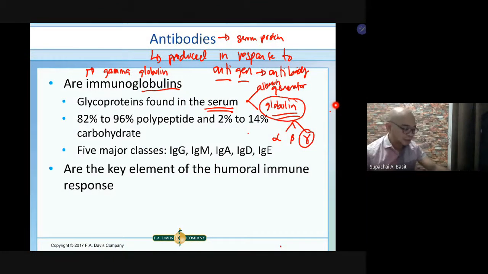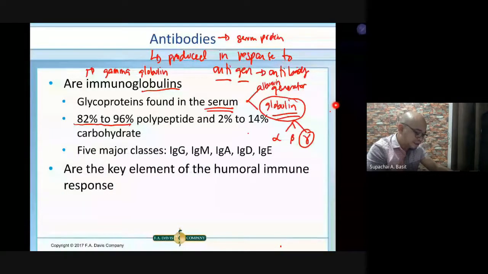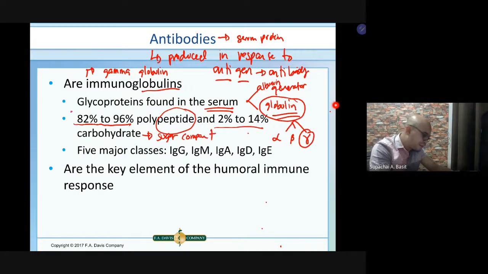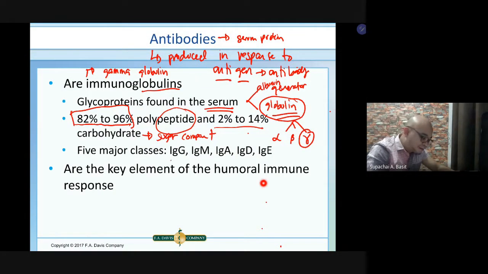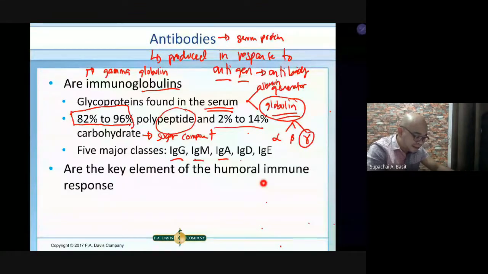So it is a protein. In fact, antibodies are made up of 82 to 96% polypeptide and about 2 to 14% carbohydrates. So this is the sugar component. So the majority of the antibodies, the chemical substance of immunoglobulins, are made up of proteins, glycoproteins. There are 5 classes: G, M, A, D, and E. Later on, we will be discussing them. Antibodies are the key element of the humoral immune response.